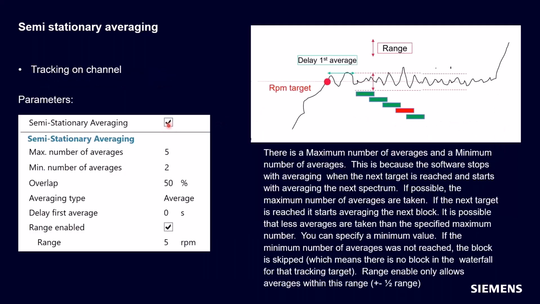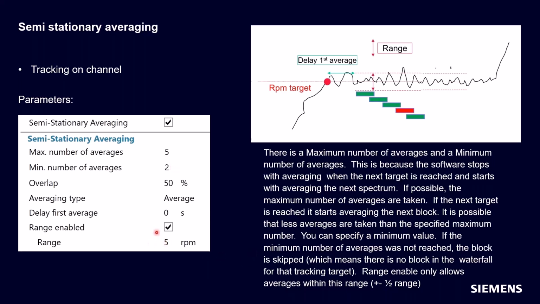And the settings are, you'd have to turn on semi-stationary averaging, and then you tell us the number of averages, the maximum number of averages at each tracking point, the minimum number of averages. Here I've got some notes here. Software stops with the averaging when the next target is reached. So maybe if I'm at the first speed, it doesn't have time to do 5 averages before it hits the next speed. It's going to go to the next speed and start calculating. So the minimum number of averages means if it found 2 averages at the first speed, it would be saved. If it had less than 2 averages, it would discard that tracking point, and that line would be missing in the waterfall. It would go to the next tracking point.